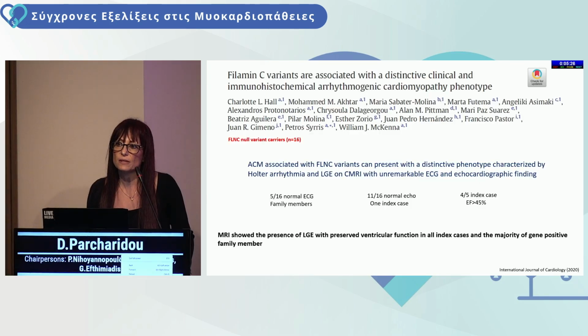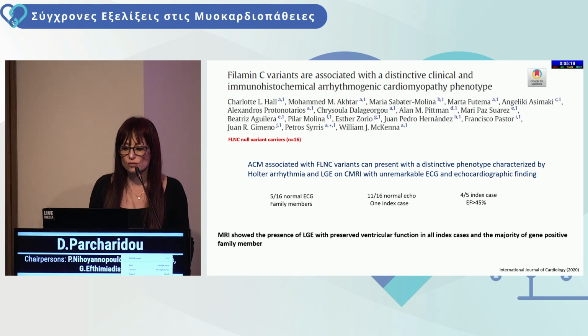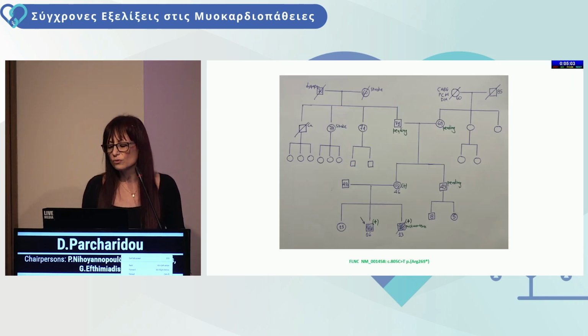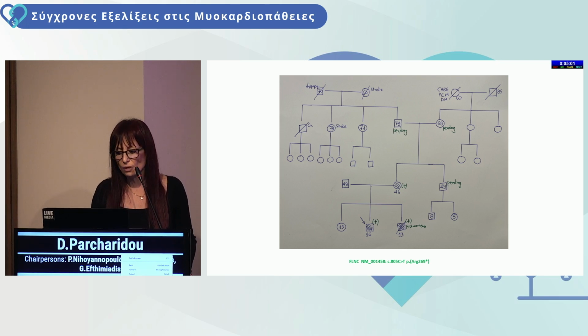So, except from the typical characteristic phenotype of Filamin C that I showed you in the first family, arrhythmogenic cardiomyopathy associated with Filamin C variants can present with a distinctive phenotype characterized by Holter arrhythmia and LGE on CMR with unremarkable ECG and echo findings, like in the mother. And this is the family tree. We don't have a lot more information, only on the maternal side: the grandmother died in her 60s, she had CABG and a pacemaker, and from the maternal grandfather, we have some strokes.